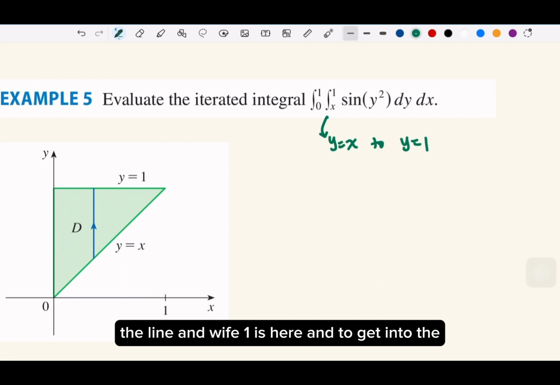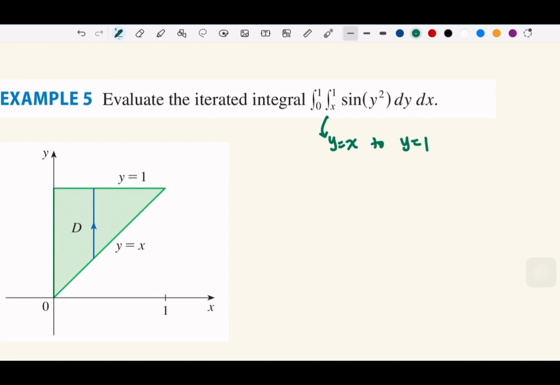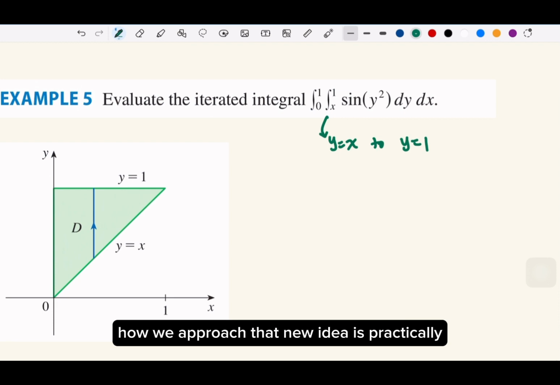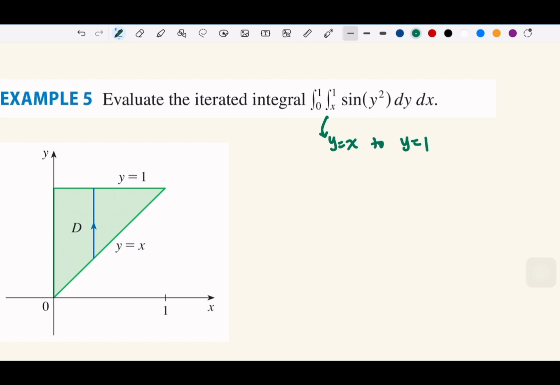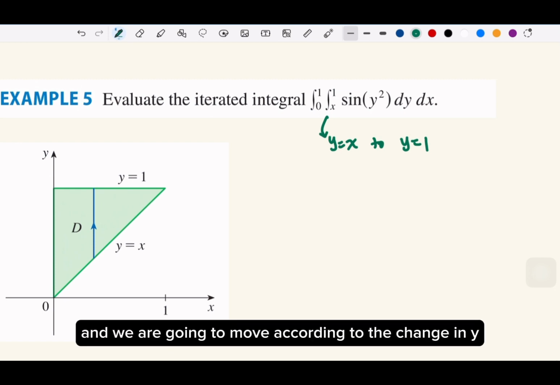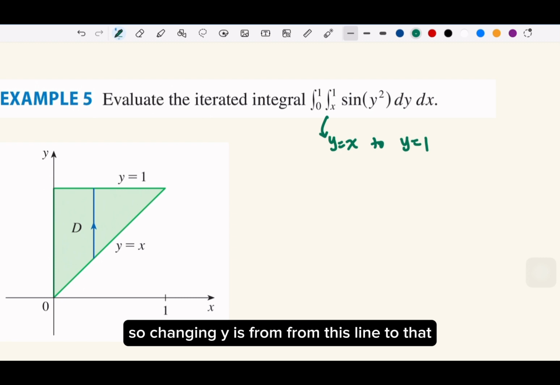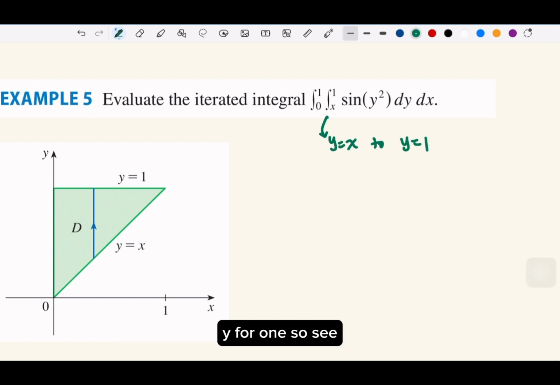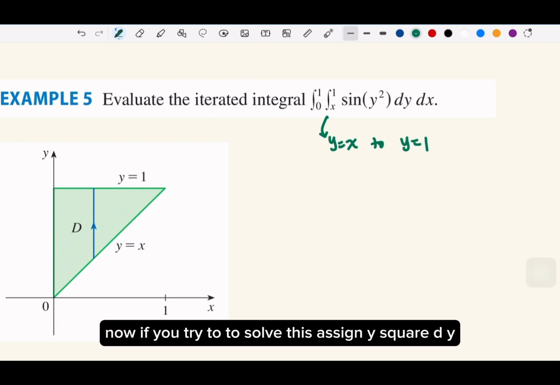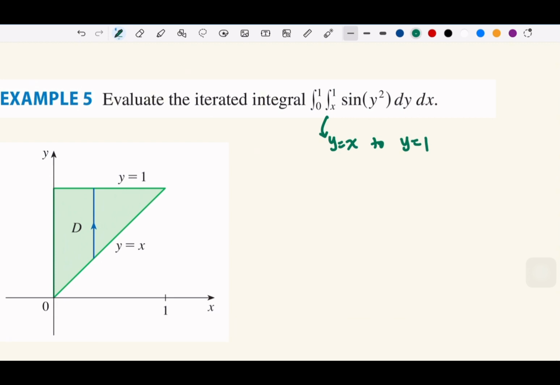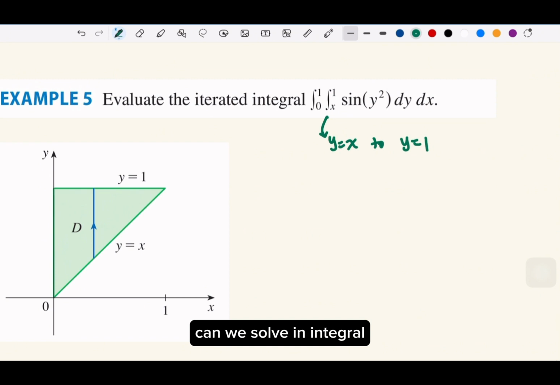To approach dy dx, practically we are going to take the integral with x from 0 to 1, and then move according to the change in y. So the change in y is from this line to y equal 1. So you see, okay. Now if you try to solve this, sine y squared dy, can we solve this integral? Can you solve sine y squared? Which method can we try?